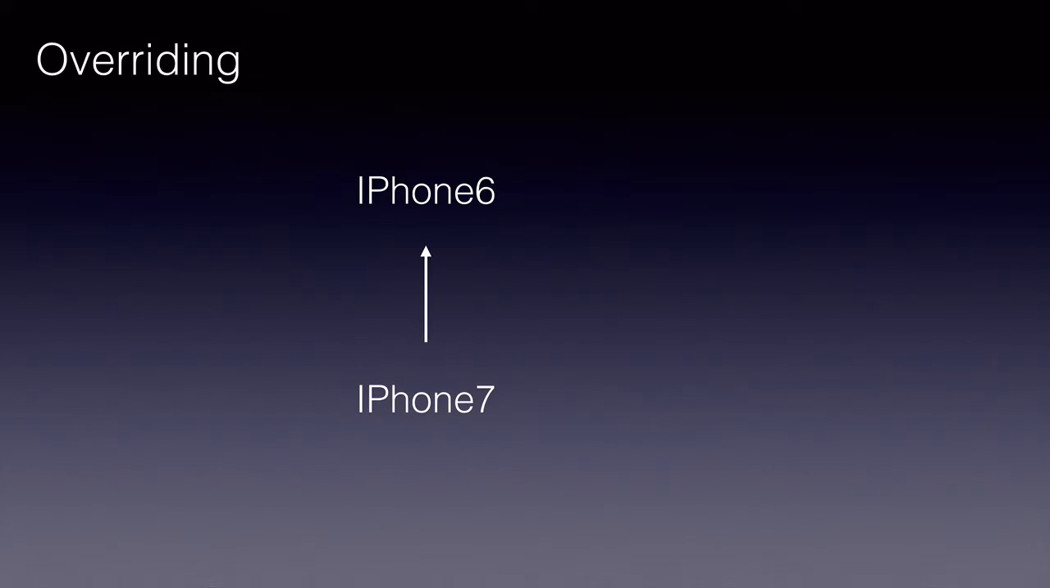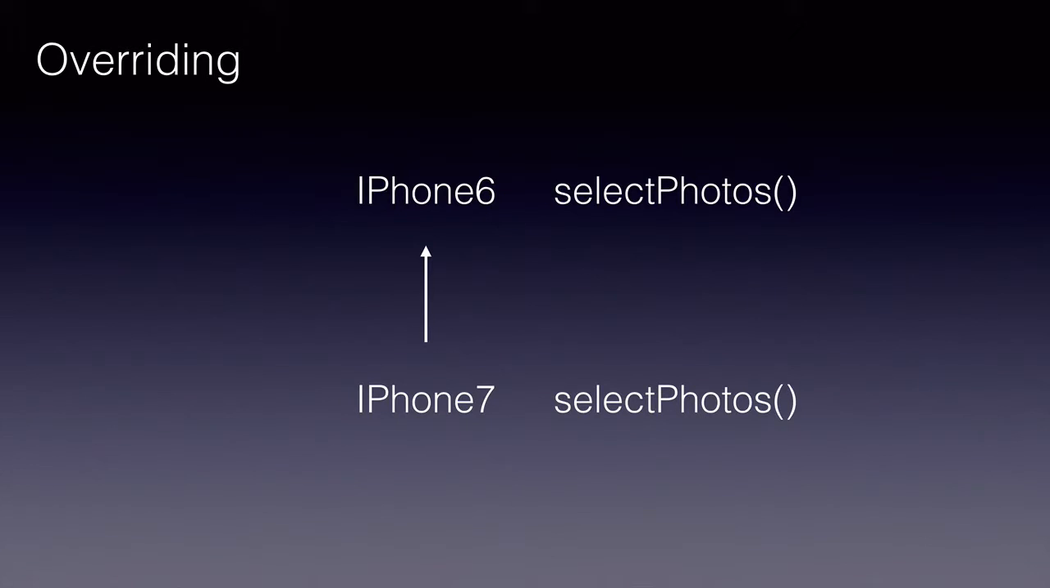Method overriding happens in inheritance or parent-child relationship, wherein a method defined on the parent class will be overridden, implemented again by the child class with the same exact signature, but to do a different work. Here in case of iPhone 6 and iPhone 7, iPhone 7 extends iPhone 6, but it wants to override the implementation of select photos to give a better user experience.